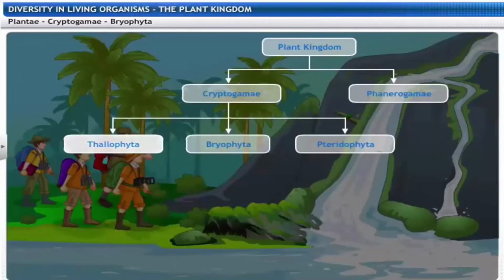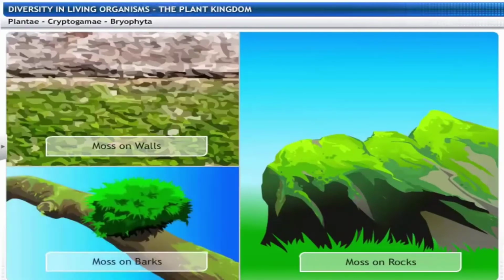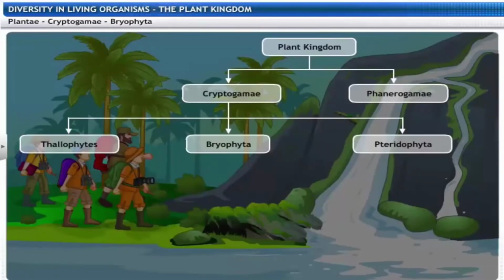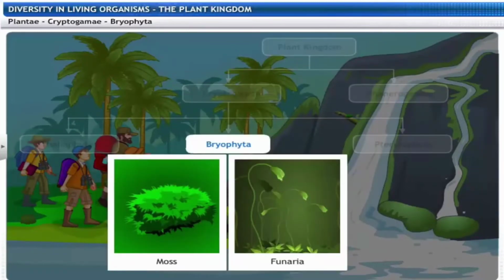The next group of plants is Bryophyta. You might have noticed thin green patches on rocks, barks of trees, on walls, etc. If we look at them closely, we can see that the plant body is commonly differentiated to form stem and leaf-like structures. These mosses or Funaria belong to the plant group called Bryophyta.